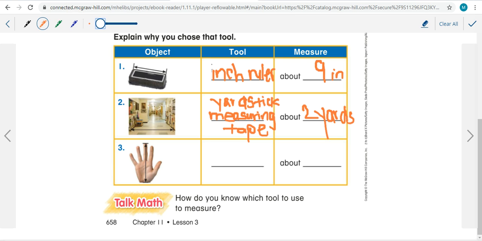Your hand, which tool will be better to measure it? It's the inch ruler. So write inch ruler, okay? You're going to write inch ruler on the line. And your hand, I think it's about 5 or 6 inches, okay? Now turn your page.